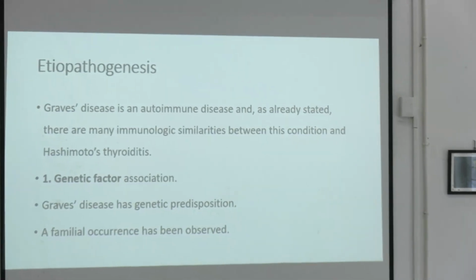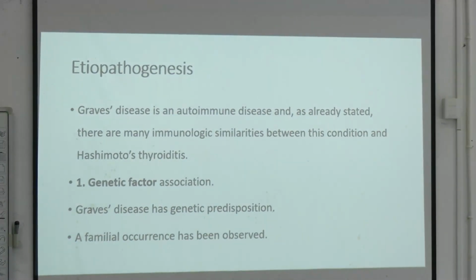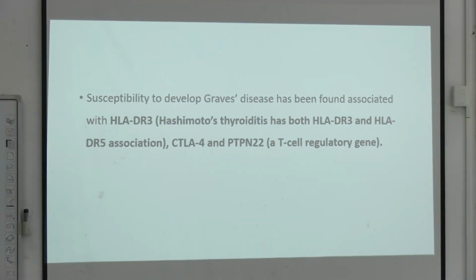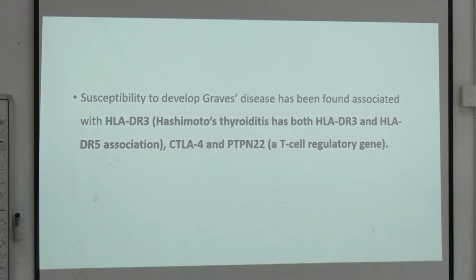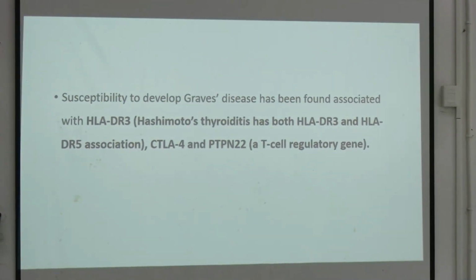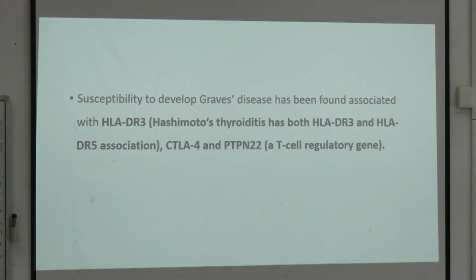First is genetic factor association. Graves' disease has genetic predisposition, familial occurrence has been observed, and these genes are involved: HLA-DR3, HLA-DR5, CTLA4, PTPN22. Just remember the names of the genes.